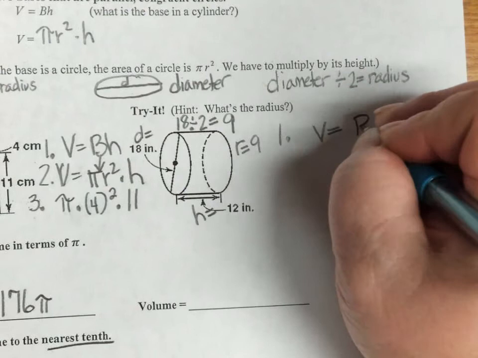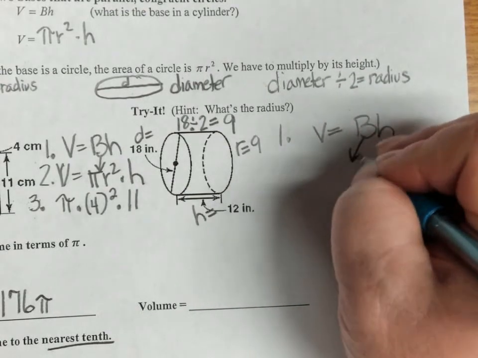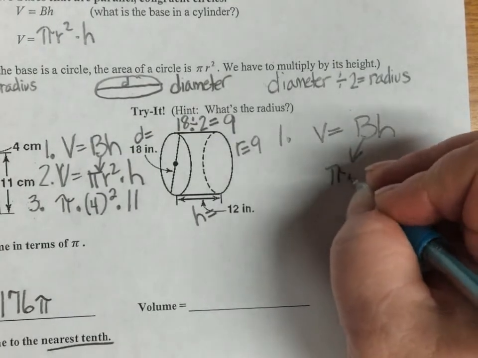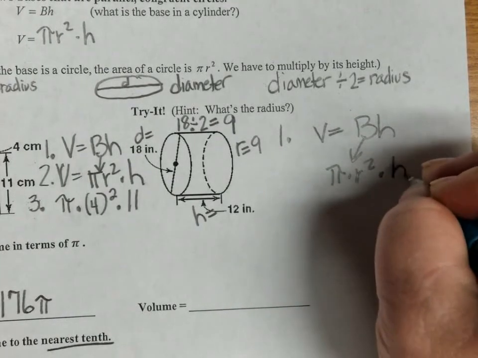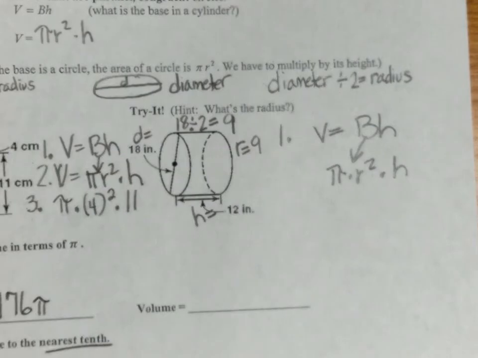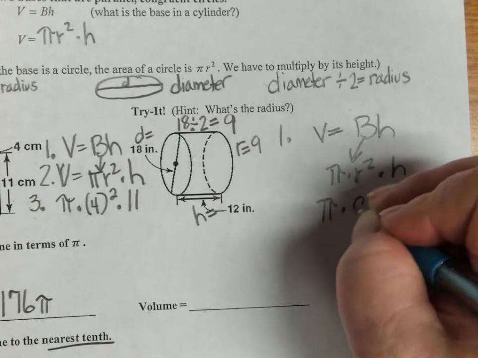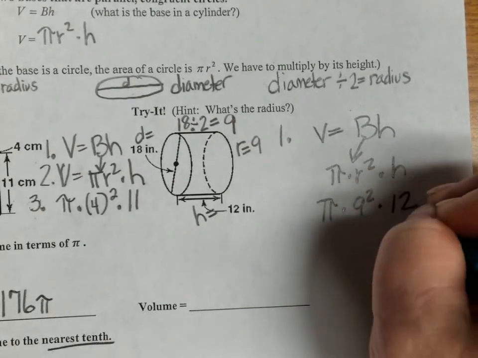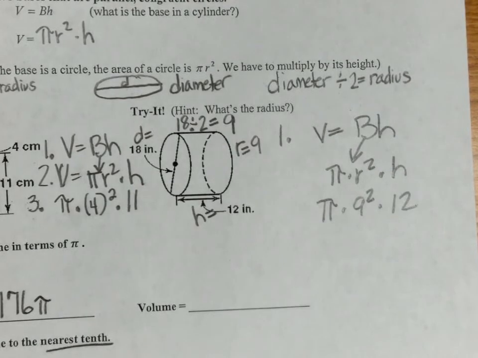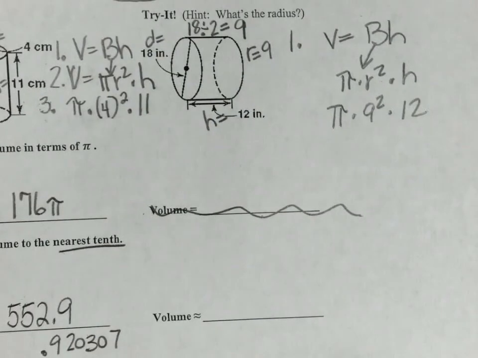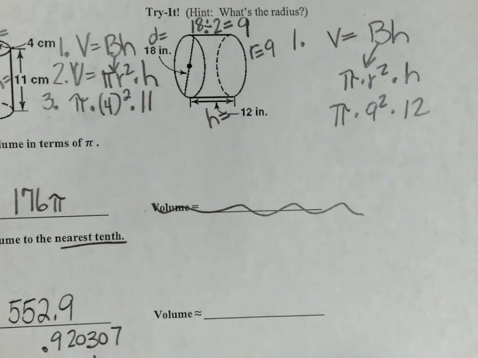V is equal to big BH. What is big B? What is the formula for big B? Pi times R squared, and I need to make sure that I do it times the height. Okay? Now I'll plug it in. Pi times 9 squared times 12. Okay, let's not even worry about doing it in terms of pi. Let's go ahead and put in pi times 9 squared times 12. And Carlos, what do you get for an answer?